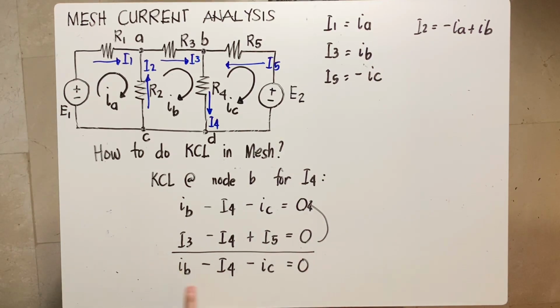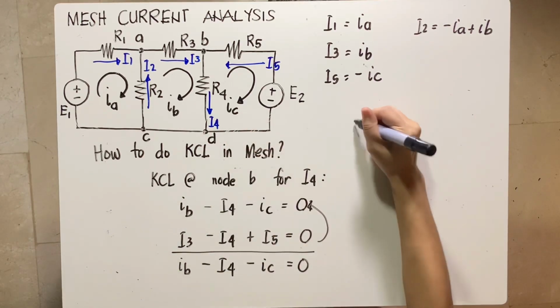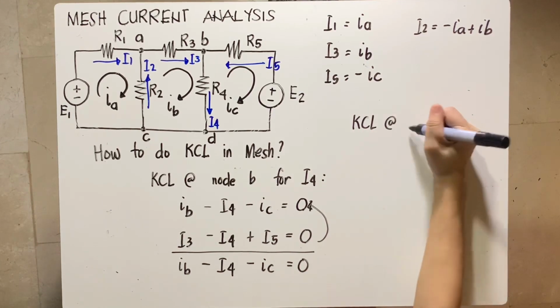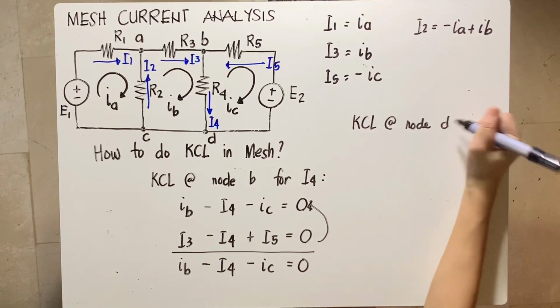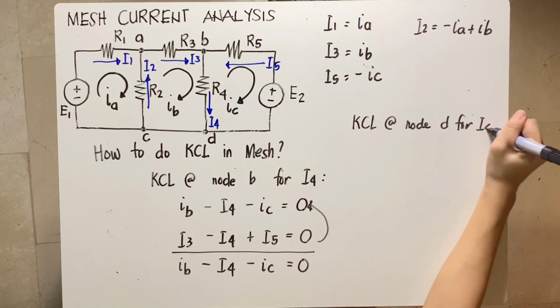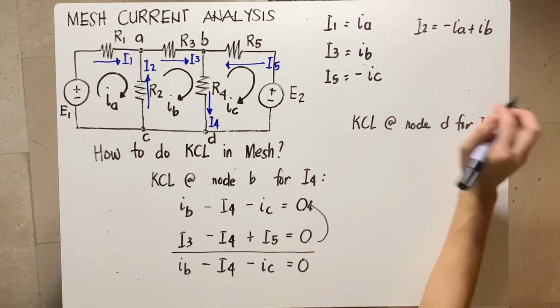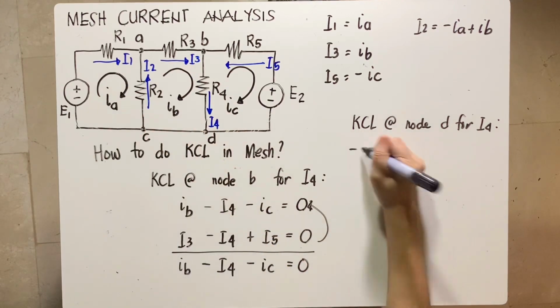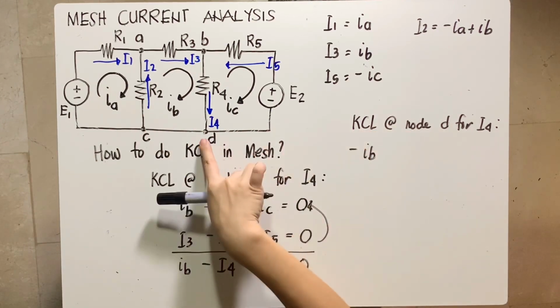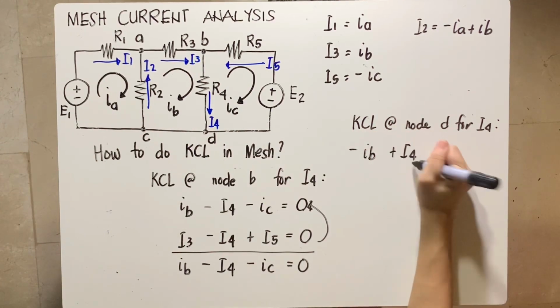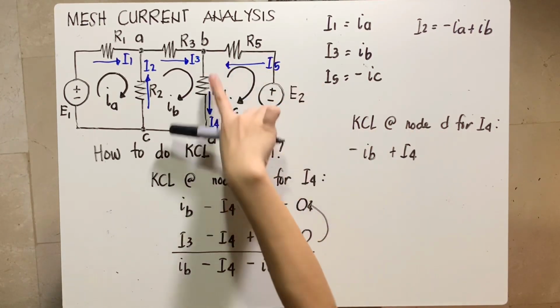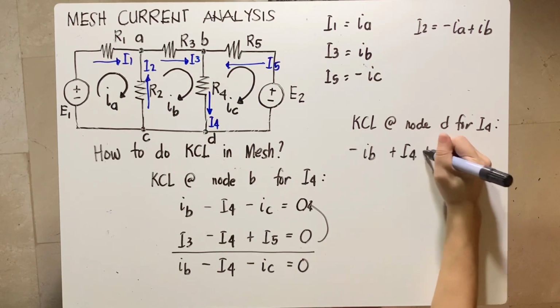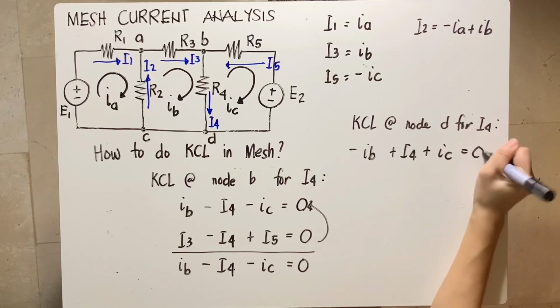Parehas lang. Okay. What if I KCL at node D? So if I KCL at node D for I4 and I'm going to use the mesh currents, sa ilalim, yung nasa kaliwa ay lalabas. So negative IB plus, papasok si I4. Tapos, papasok si IC. Yung nasa kanan sa baba naman yun papasok. So, positive IC equate to 0.